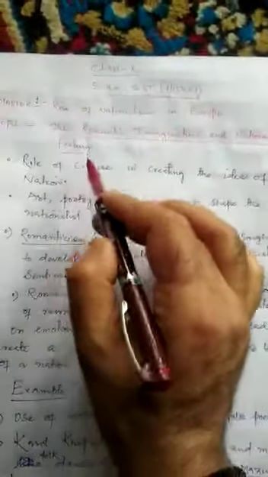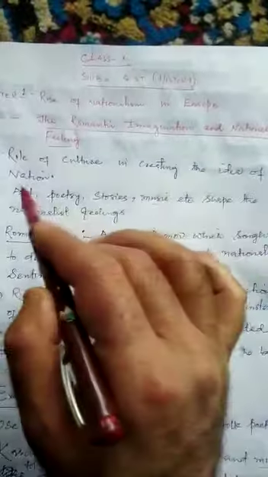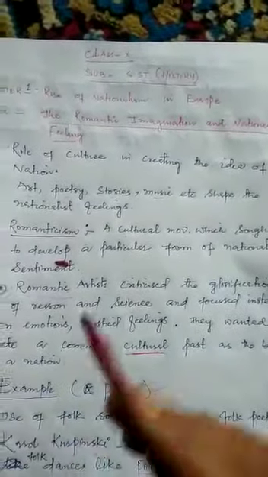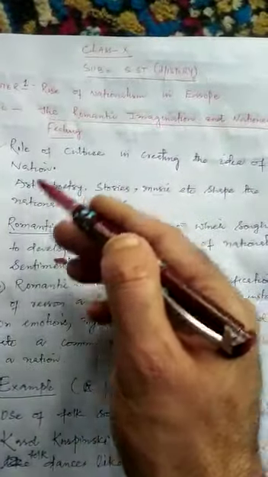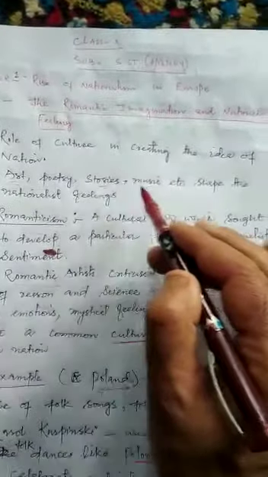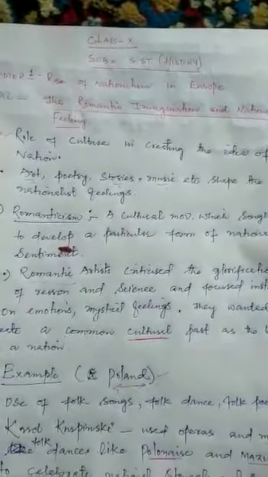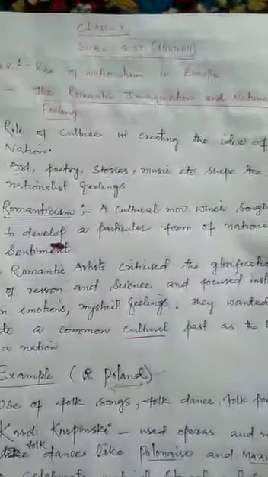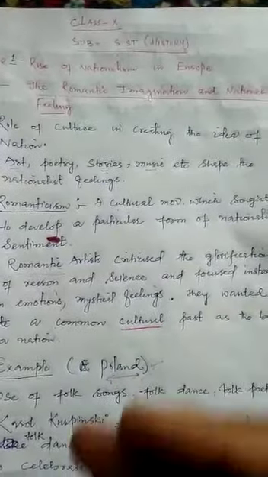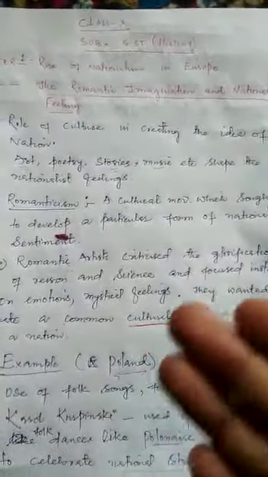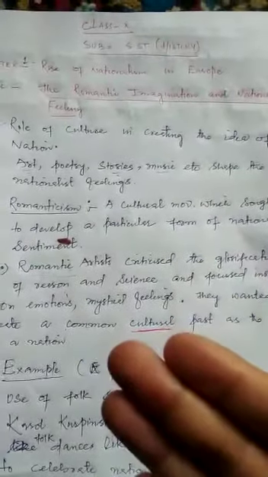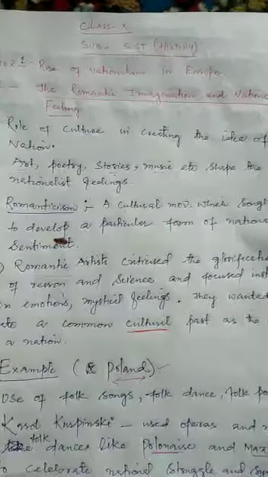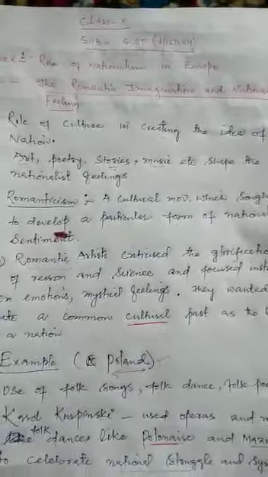Clear? So, here we will discuss in this topic how culture played an important role in creating the idea of nation, or in developing the nationalist feelings among the people. So far as the cultural forms or elements are concerned, these are art, poetry, stories, music, dance, religion, language. So how these elements of culture are being used to shape the nationalist feelings among the people. Clear? Once we finish this whole topic, we will finally come to know how cultural elements like art, poetry, stories, music, dance, religion, language played an important role in Europe in creating the nationalist feelings among the people.